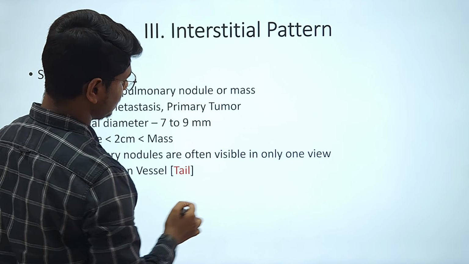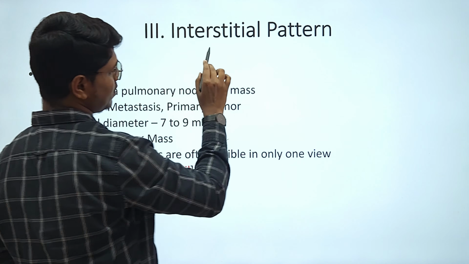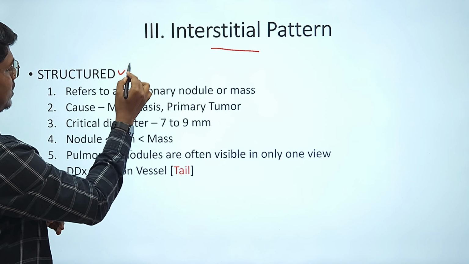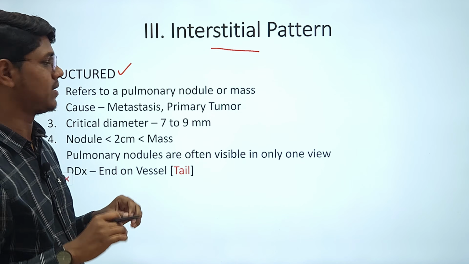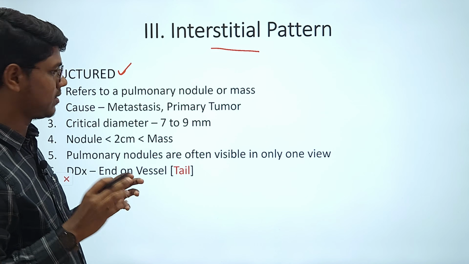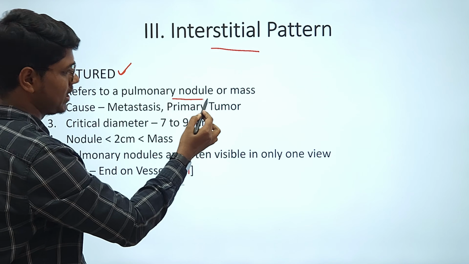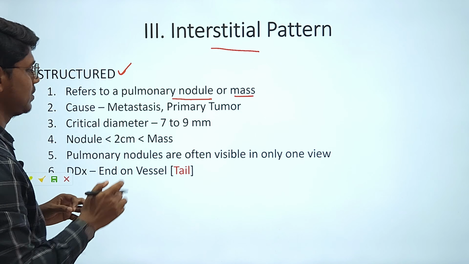Okay. Next is interstitial pattern. So interstitial pattern is of two types, that is the structured interstitial pattern and unstructured interstitial pattern. First one is the structured. In case of structured interstitial pattern, it usually refers to a pulmonary nodule or a pulmonary mass. The most common cause is metastasis.